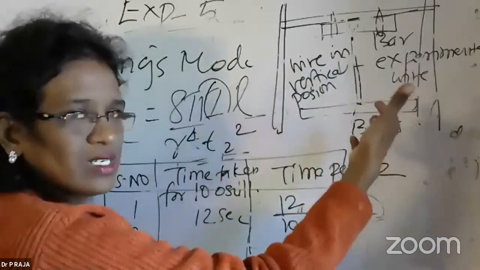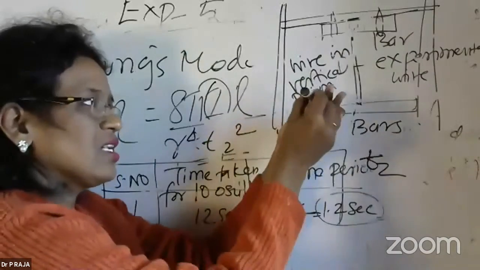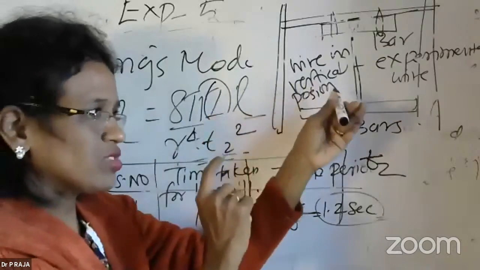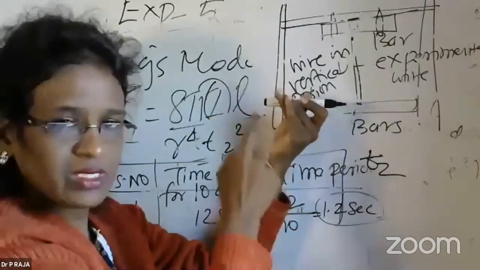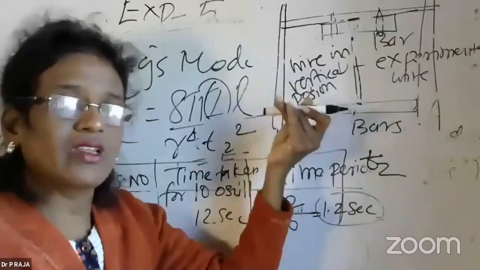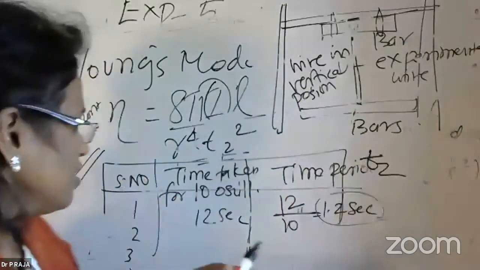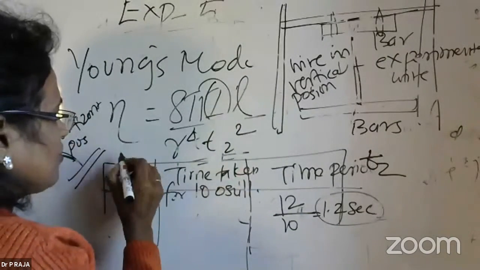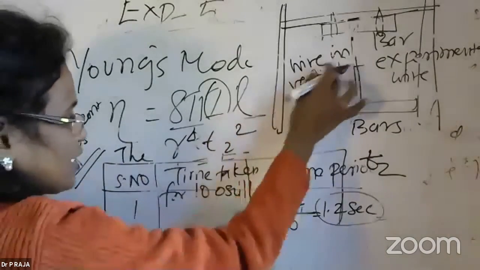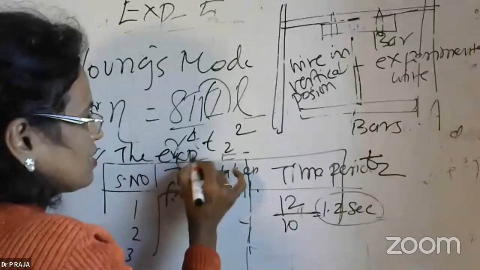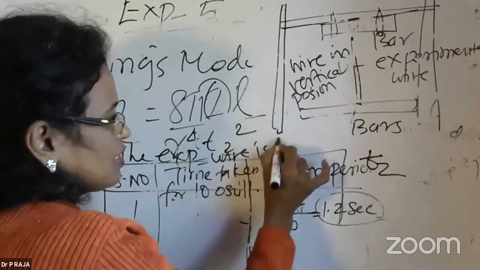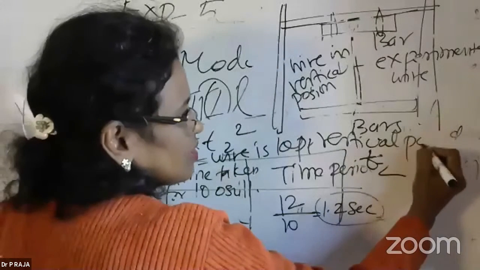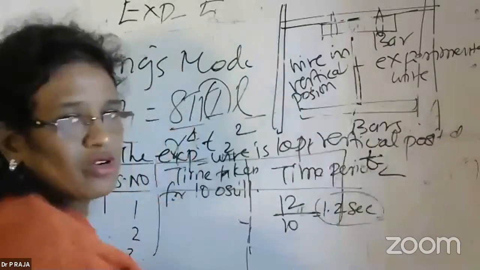Once it goes here and comes back, you will start the stopwatch and note it down as 1, goes here and comes back 2, goes here and comes back 3. Like this, you will note down the time taken for 10 oscillations. In the tabular column, you will write it as: experimental wire is kept in vertical position, for finding the modulus of rigidity.